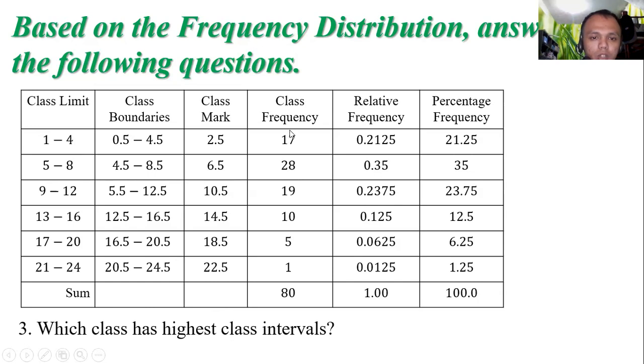Next, which class has the highest interval? Or rather, the highest frequency? 28, which is at 5 to 8. So 5 to 8. Ay, no, it is not the interval, that is the frequency. Let me correct this one. This is frequency, not interval.